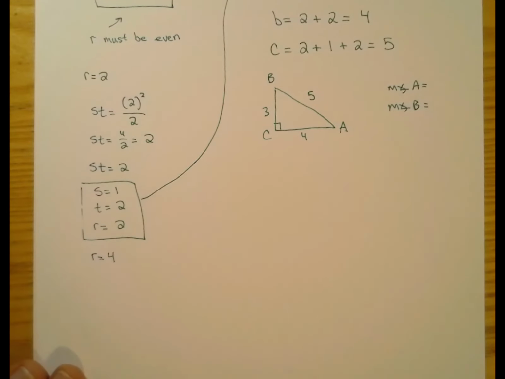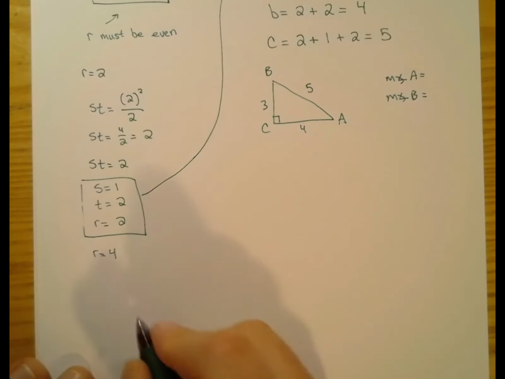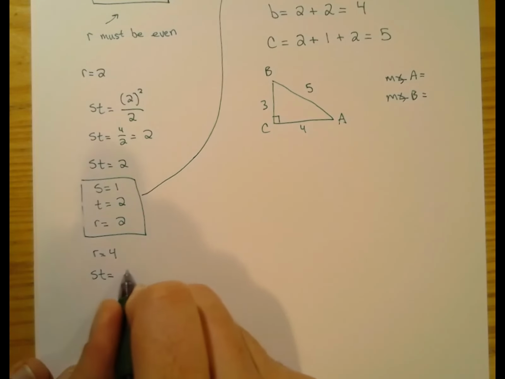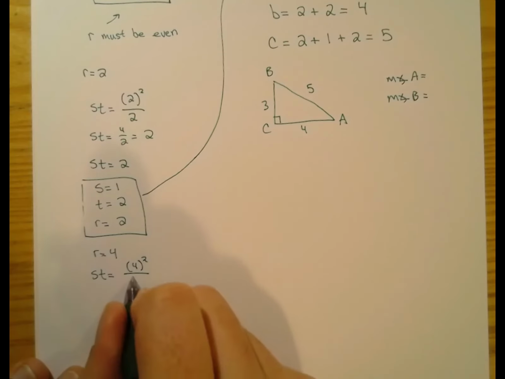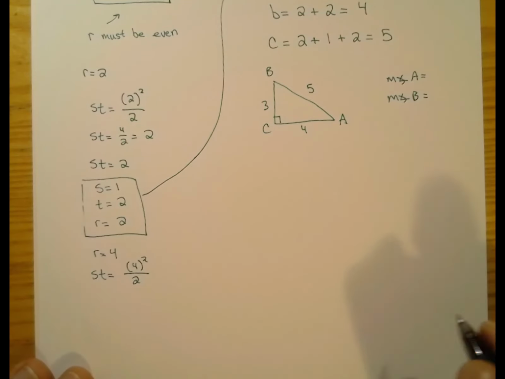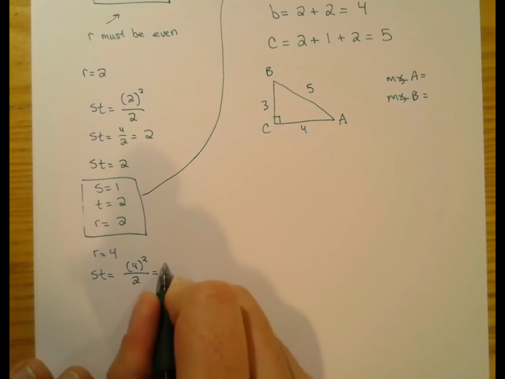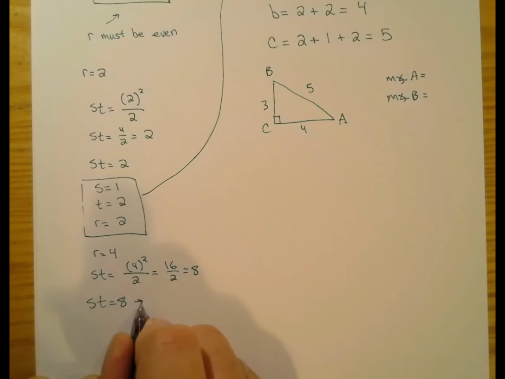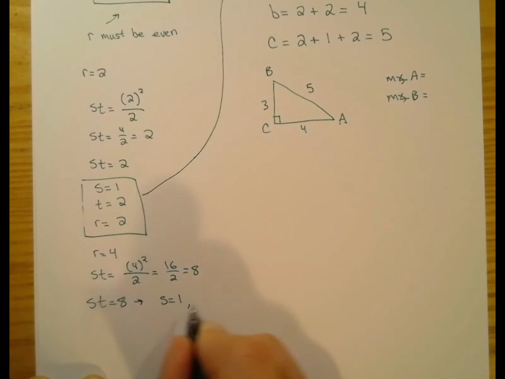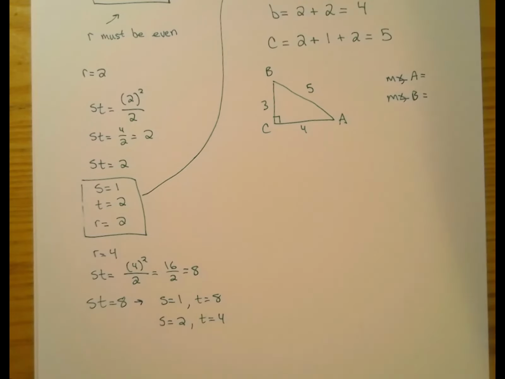R is 4. We pick an even number. Okay, so ST is R squared over 2. So 4 times 4 is 16 over 2 is 8. So I know that S times T has to equal 8. I can choose anything that are whole numbers. So I could choose S equals 1 and T equals 8. I could choose S equals 2 and T equals 4. Or I could reverse those, just 2 whole numbers that multiply together to be 8.